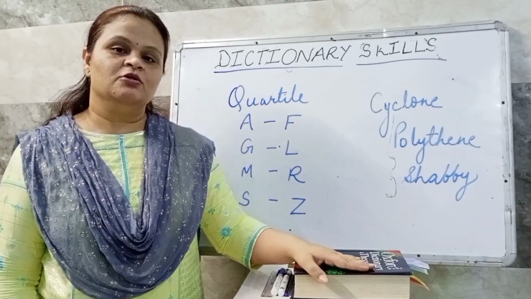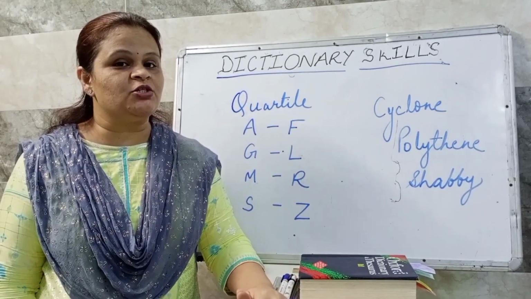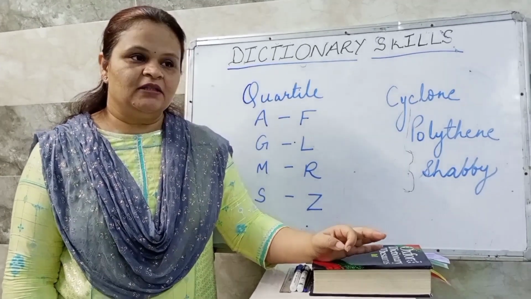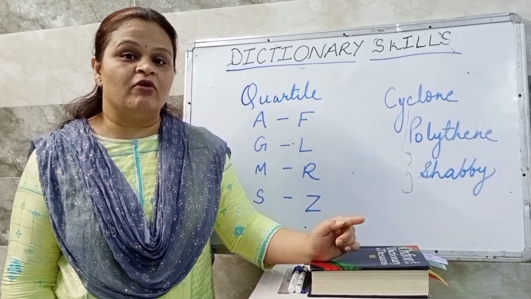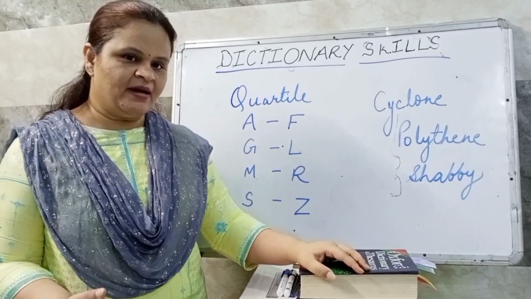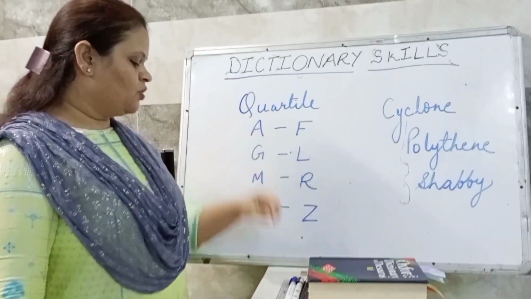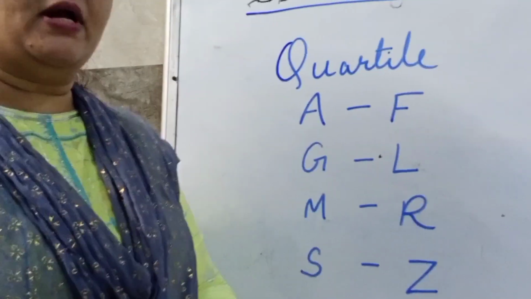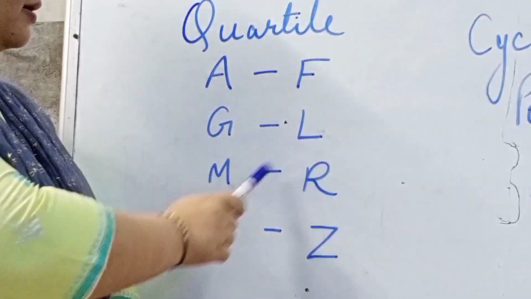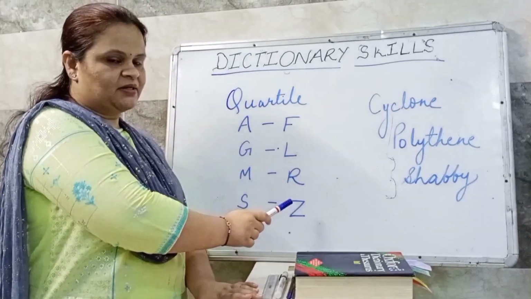Now children, so far we have discussed why to use a dictionary and how to use a dictionary theoretically. Now we will see it practically. The best way to use a dictionary for beginners, where anyone can use it: you can divide your dictionary into 4 quartiles. A to F, G to L, M to R, and S to Z.